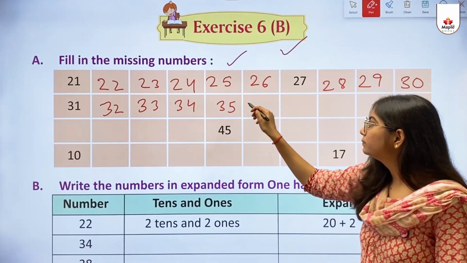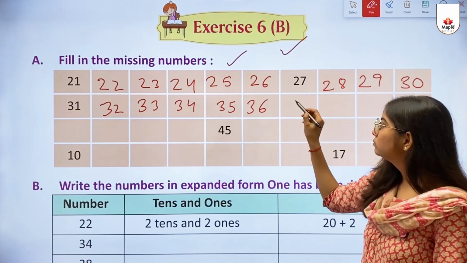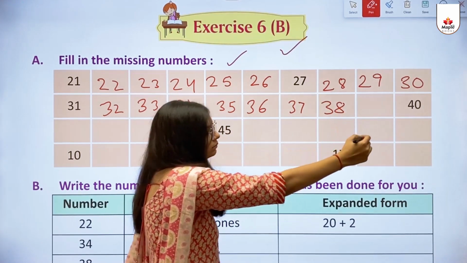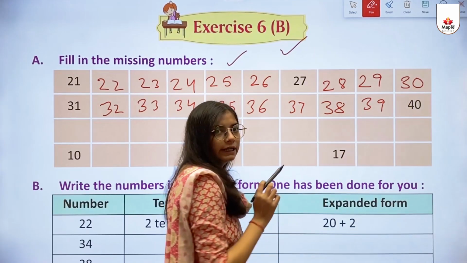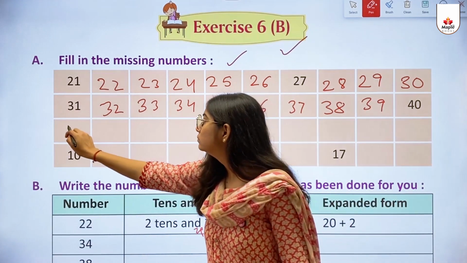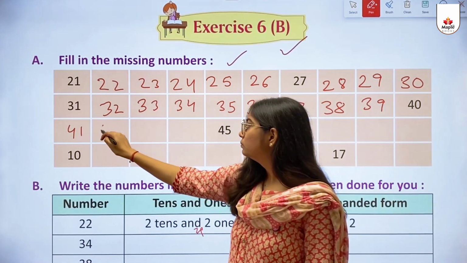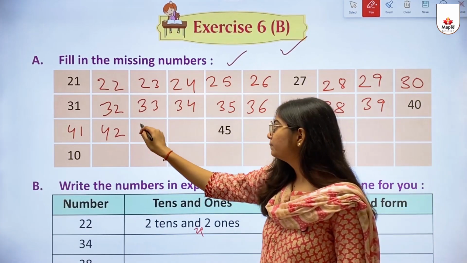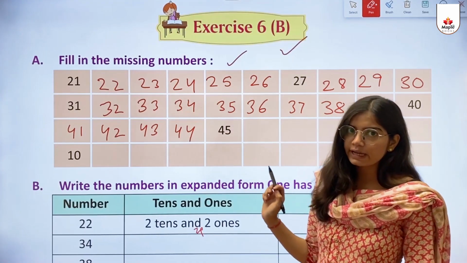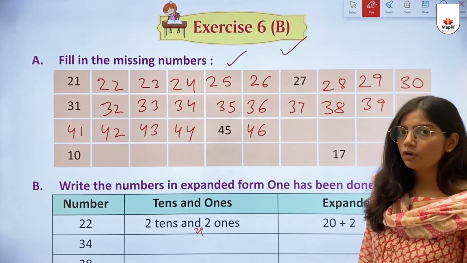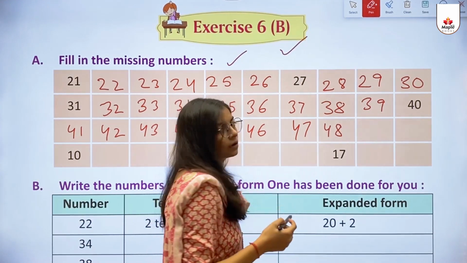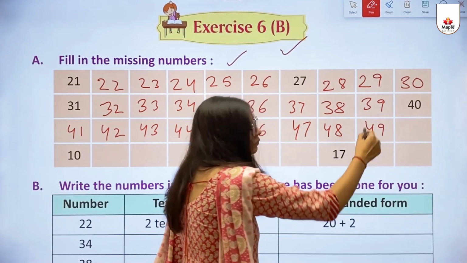then 36, then 37, then we have 38, then 39, then we have 40 given. Okay. After 40 we have 41, 42, 43, 44, then we have given 45, then 46, 47, then 48, 49, then 50.